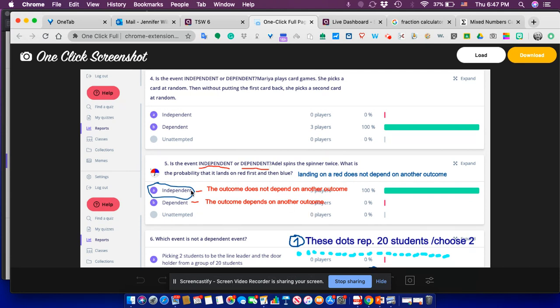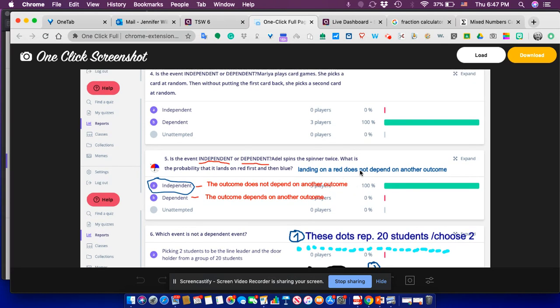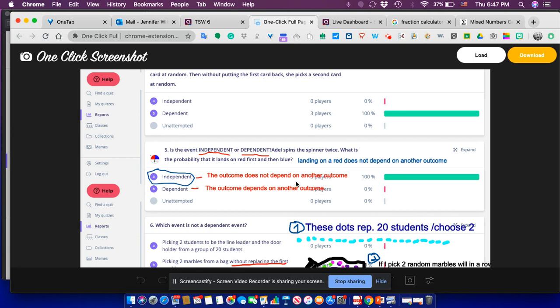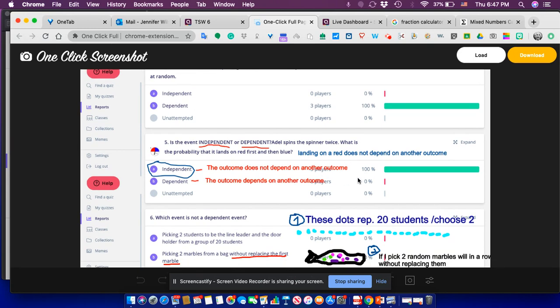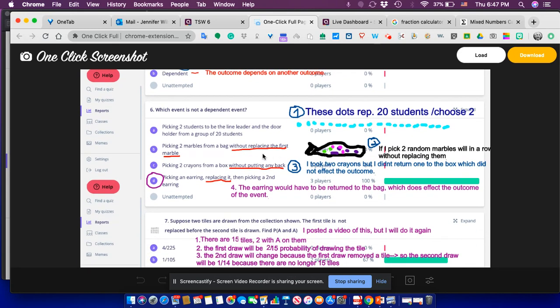And let's see, I think we needed to go over this one. Independent and dependent outcomes. This is the one talking about Adel. Spins the spinner twice. What's the probability that it lands on the first red, then blue? Landing on red does not depend on any of the other colors or the other outcomes. So it's independent because it doesn't rely on any other event for its outcome.